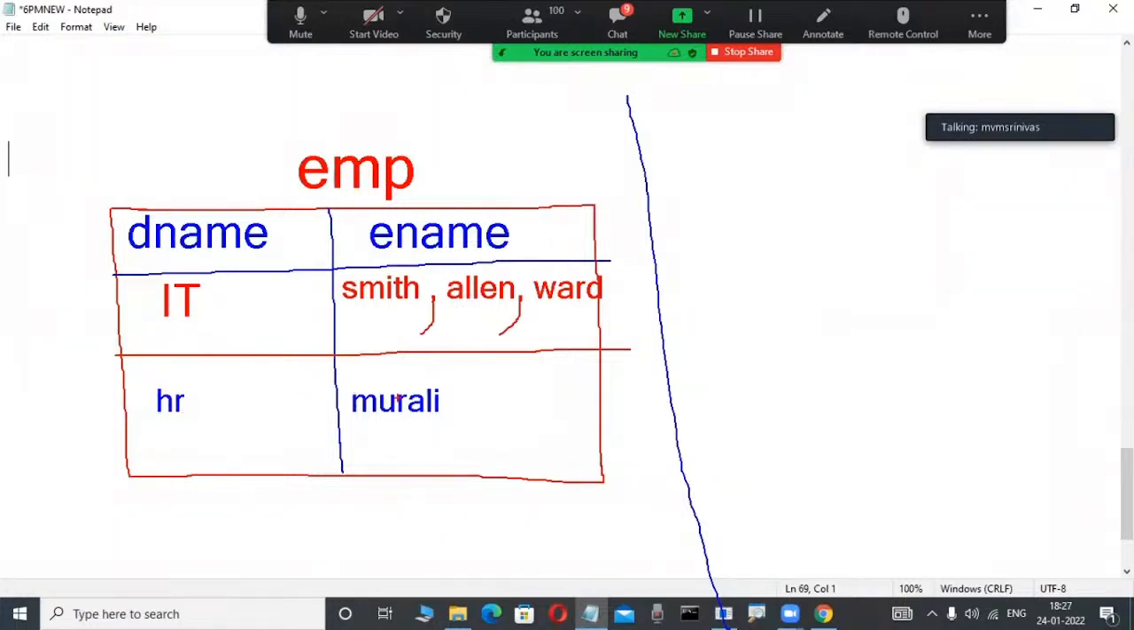Data in each column should be atomic. That is a rule. Okay, fine. There is no multiple value separated with comma. For example, here is the problem. What is the problem? Smith, Allen, Ward, stored here in the format of comma, comma, comma. It won't work. This cell is not working. Why? Because data is represented in each cell as a single value only.